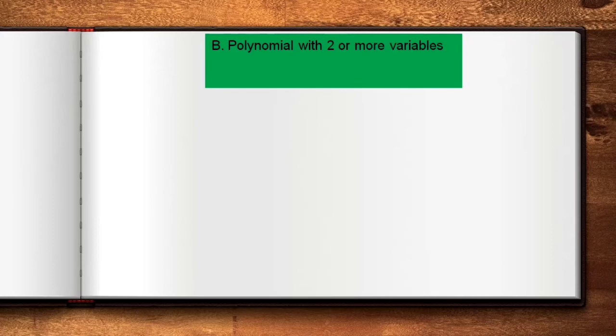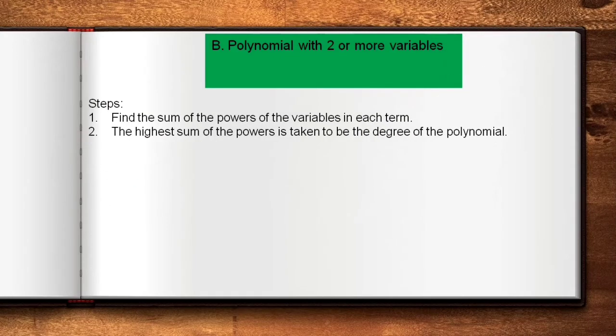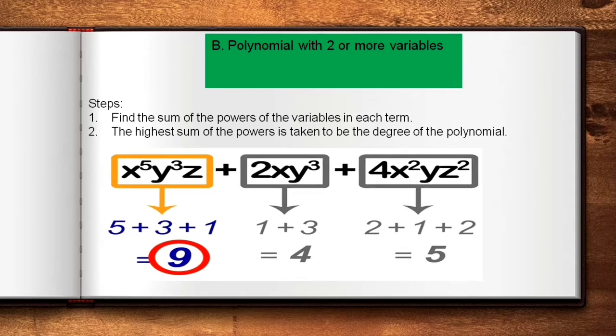Now polynomial with two or more variables. In this case, first you will have to find the sum of the powers of the variables. The highest sum obtained in this way would be the degree of your polynomial. Let's look at this example: x to the power 5 y cube z plus 2x y cube plus 4x squared y z squared. Let's find the sum of the exponents in each of the terms. First term is x to the power 5 y cube z. Let's add up the exponents. 5 plus 3 plus 1 gives us 9.